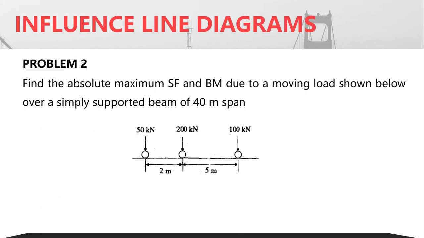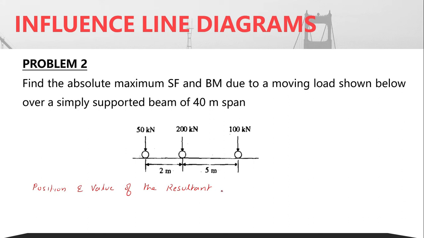Now this is a simple problem here. Find the absolute maximum shear force and bending moment due to the moving load shown below over a simply supported beam of 40-meter span. So we have to find the absolute maximum value of bending moment and shear force. In this case, let me first find the center of gravity of these loads, meaning the resultant of these loads and where it acts with respect to the leftmost point. So the position and value of the resultant.